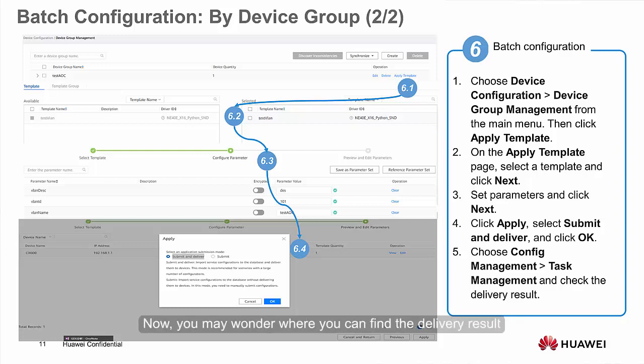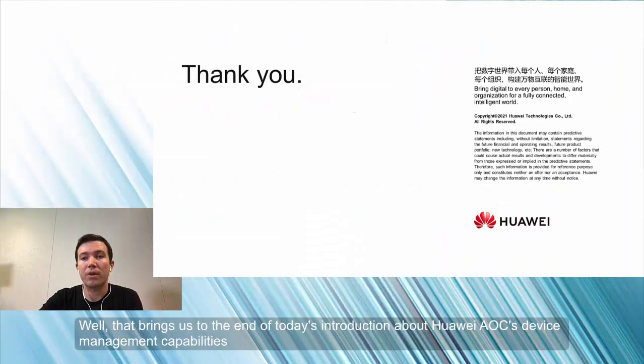Now you may wonder where you can find the delivery result. To do this, choose Config Management, Commit History, and then Task Management. Well, that brings us to the end of today's introduction about Huawei AOC's device management capabilities.